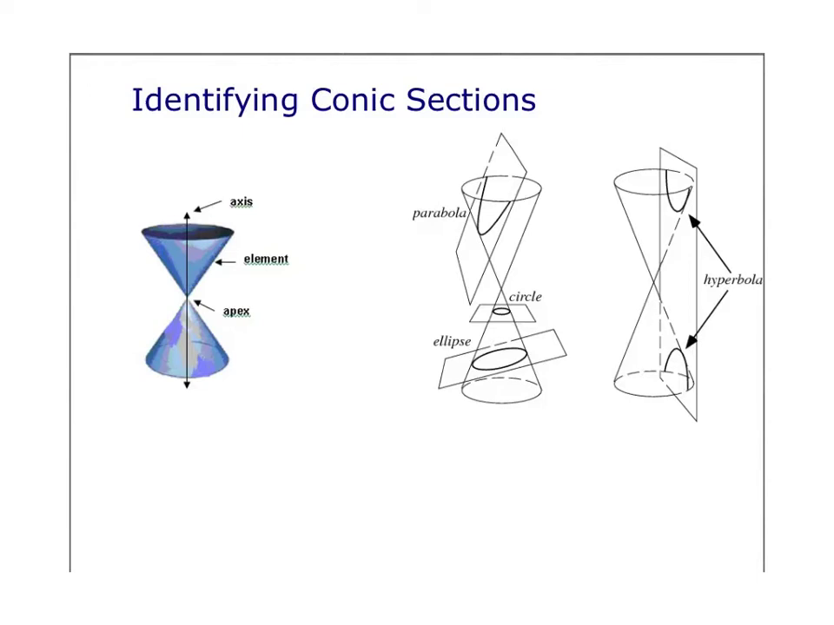This is a graphic that you saw in class talking about how you have a double-napped cone and the intersection between that. Here's the double-napped cone, right? It meets together at the apex. And then the intersection of a two-dimensional plane produces the four conic sections. So, the axis goes through here, apex, element, all of these things are a repeat.